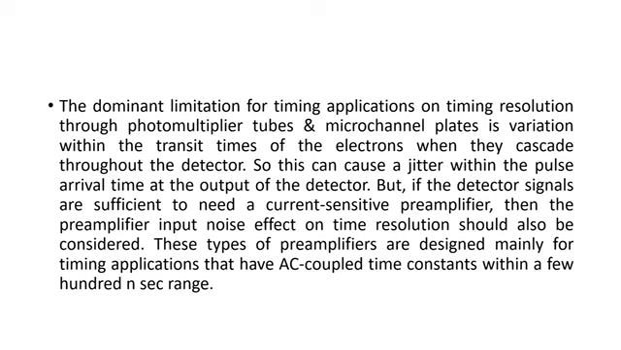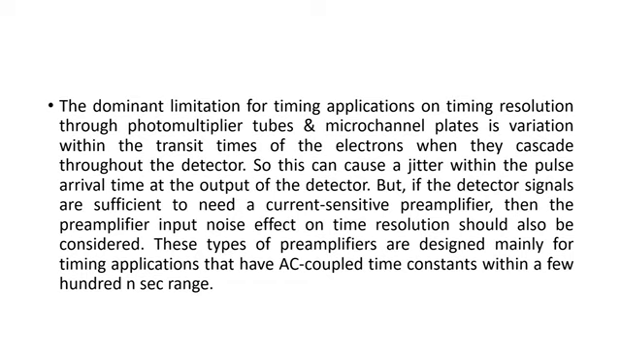So within the transit times of the electrons, when they cascade throughout the detector, they can cause a jitter in the pulse arrival time because of multiple channels. If I'm using multiple photomultiplier tubes, or any multiple plates, there are variations in the arrival time of the electrons since they have been cascaded throughout the detector. Because of this variation in the transit time, they cause a jitter in the arrival of the output. The arrival time will be different at the output stage of the detector.